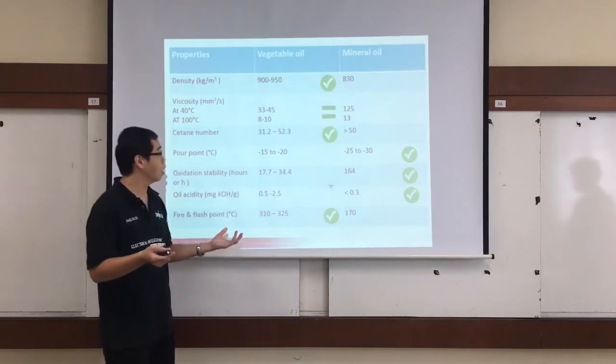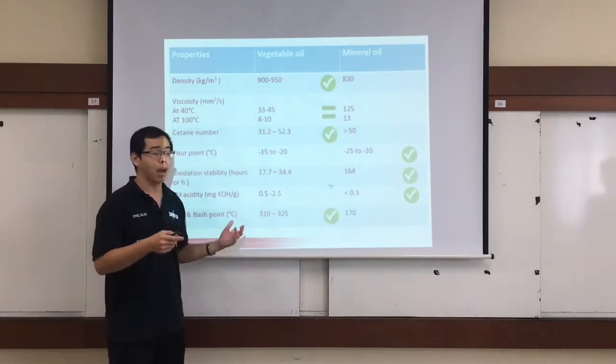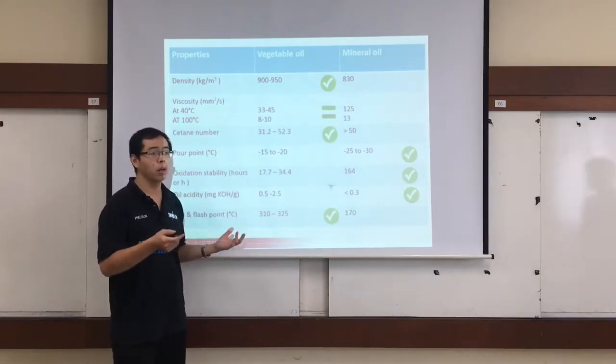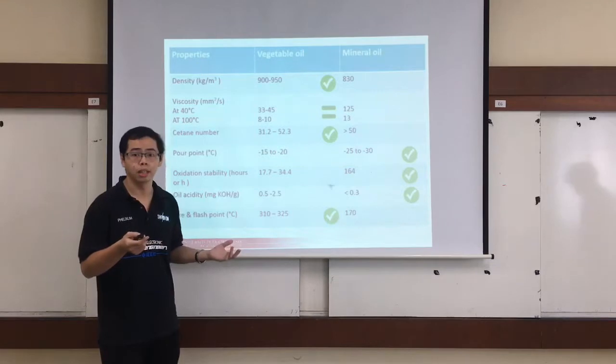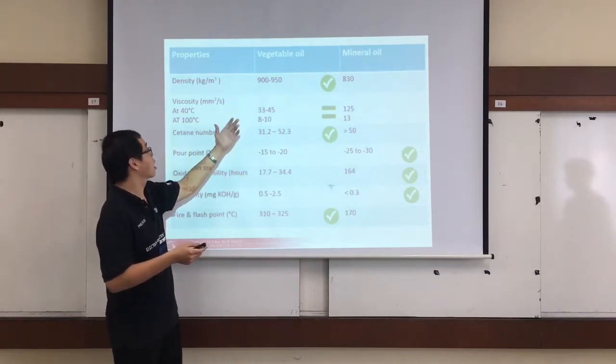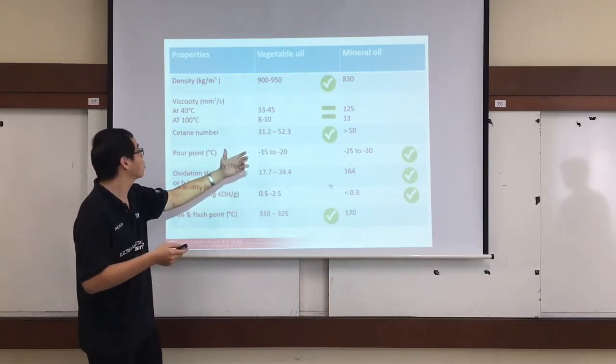First, the property is the density. The higher the density, the higher the dielectric strength and also the lower the dielectric loss tangent angle. That's why vegetable oil has higher density than mineral oil. In this aspect, vegetable oil is better.